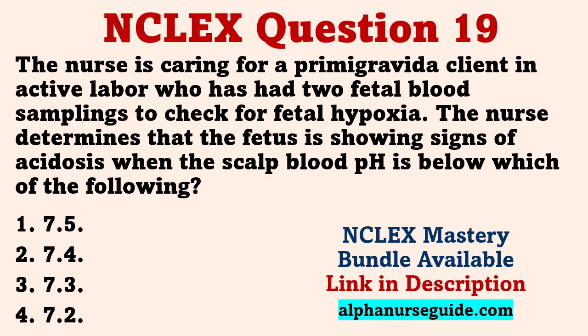The correct answer is 4. If the fetus is hypoxic, the pH will fall below 7.2 and be indicative of fetal distress. This finding typically requires immediate vaginal or cesarean birth. A scalp pH reading of 7.21 to 7.25 should be repeated again in 30 minutes for assessment of hypoxia and acidosis.